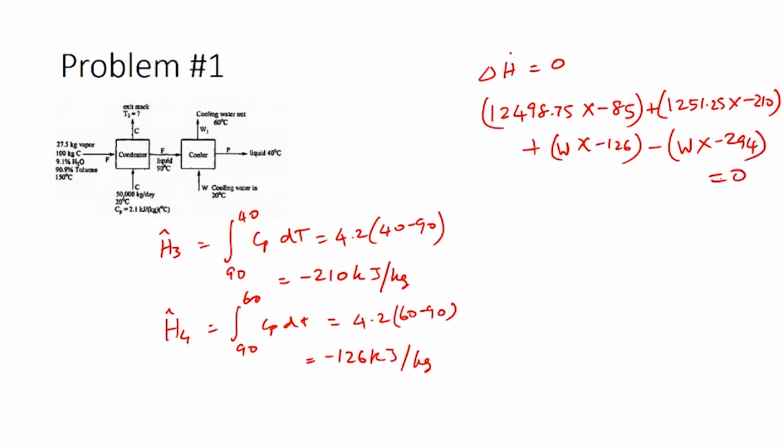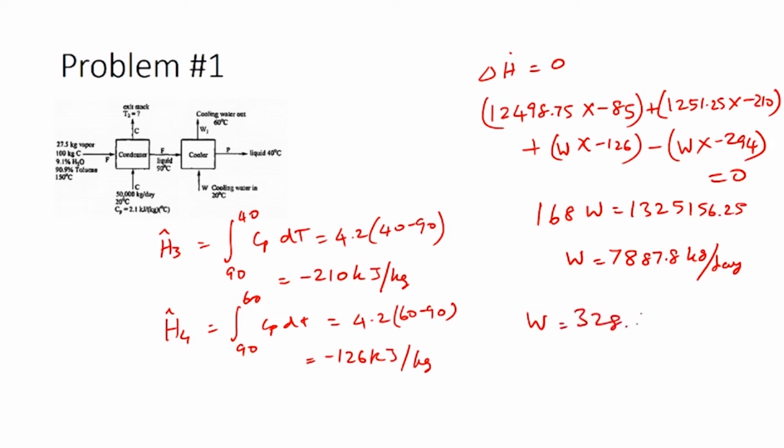This equation can then be simplified to get 168 W equals 1325156.25, giving a value for W as 7887.8 kilograms per day. The problem asks us to calculate the water mass which needs to be fed per hour. So, dividing this by 24 we would get W equals 328.66 kilograms per hour. This is the rate at which water needs to be supplied to the system.